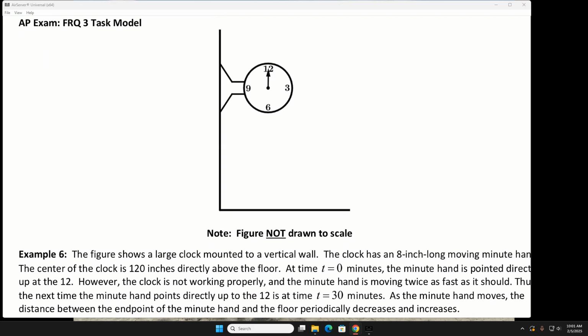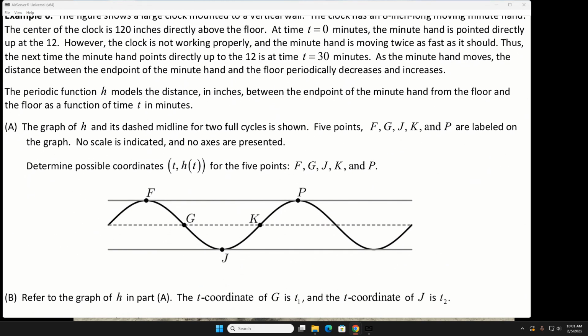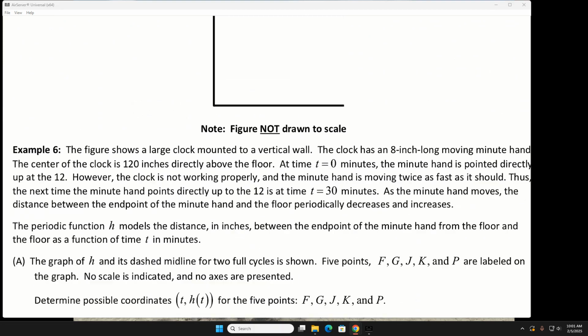this is going to be a contextual situation every single time. And the first thing you're asked to do is find the ordered pairs of these 5 points that are going to be on the graph that results from the situation. So let's look at it.